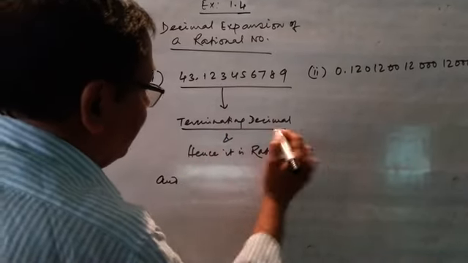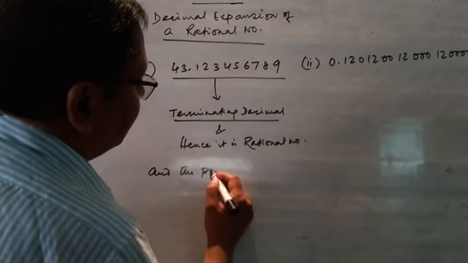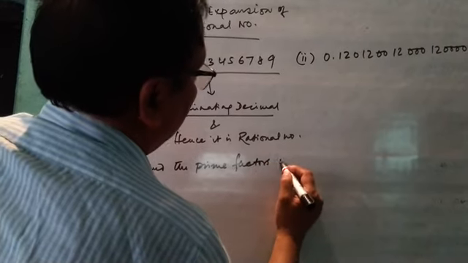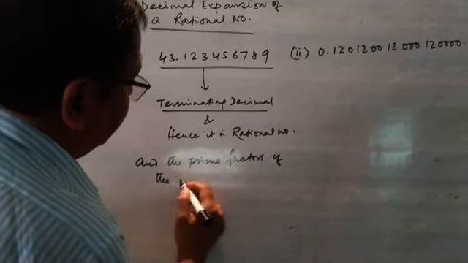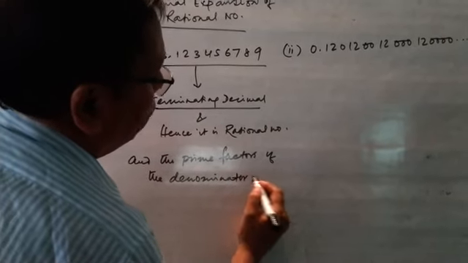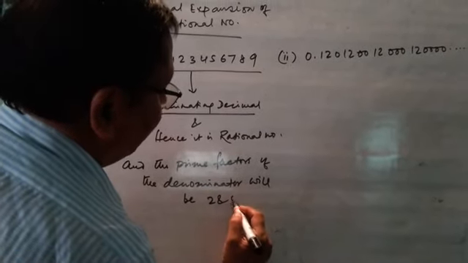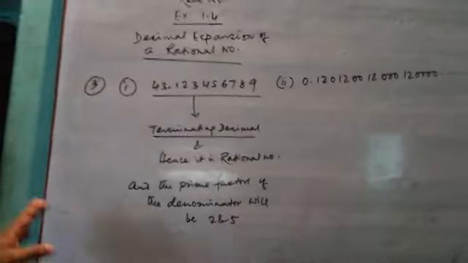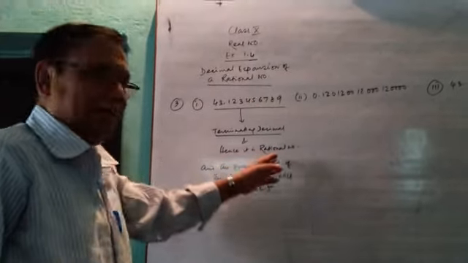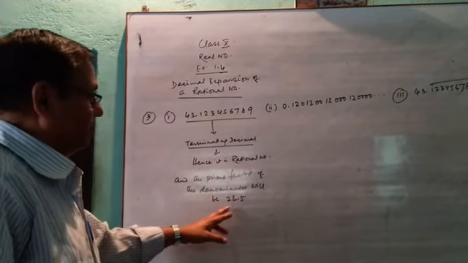And if it has a terminating decimal, the prime factors of the denominator will be 2 and 5. Without doing anything, just see whether it is terminating. If it is terminating, it is a rational number, and the prime factors of the denominator will be 2 and 5.